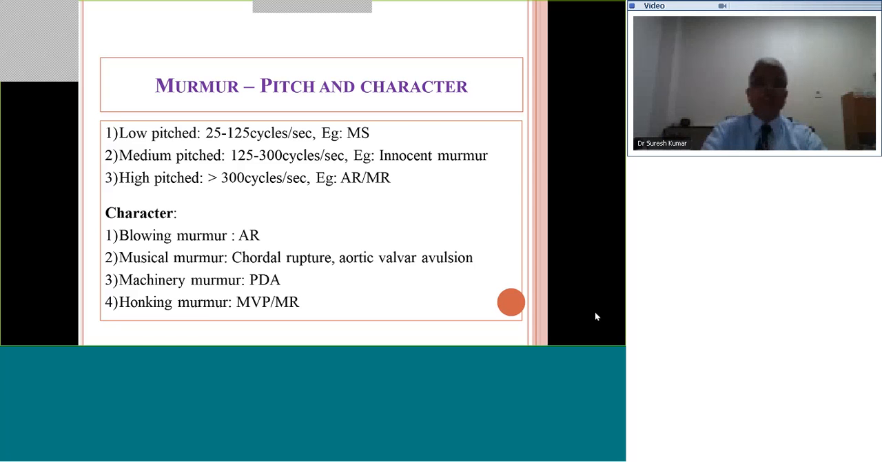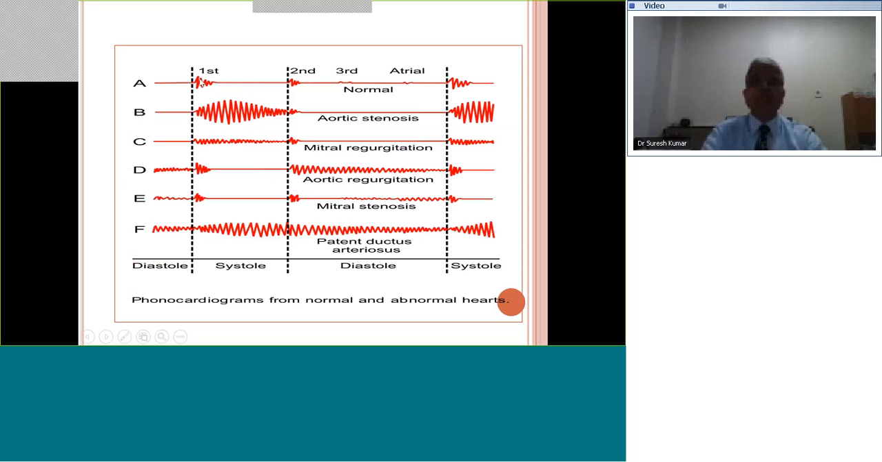This picture illustrates some of the common phonocardiograms. Here the normal, the first sound, second sound, the ejection systolic murmur of aortic stenosis, the pan-systolic murmur of mitral regurgitation, much less intense, the long early diastolic murmur of aortic regurgitation, the mid-systolic murmur, the mid-diastolic murmur of mitral stenosis with pre-systolic accentuation, the continuous murmur of ductus.